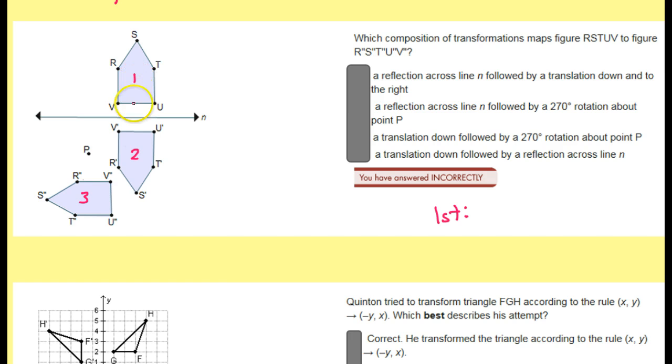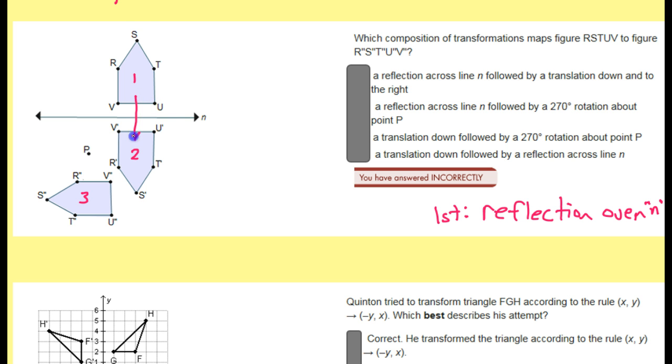So how do you go from picture 1 to picture 2? Well, this is a reflection over line N. Can you see it? These are mirror images of each other over line N. So what we have here is a reflection over N. That's an R, a reflection over line N. That's what happened first.